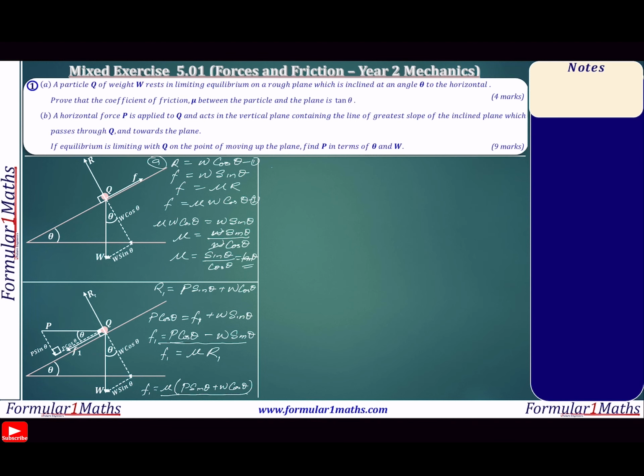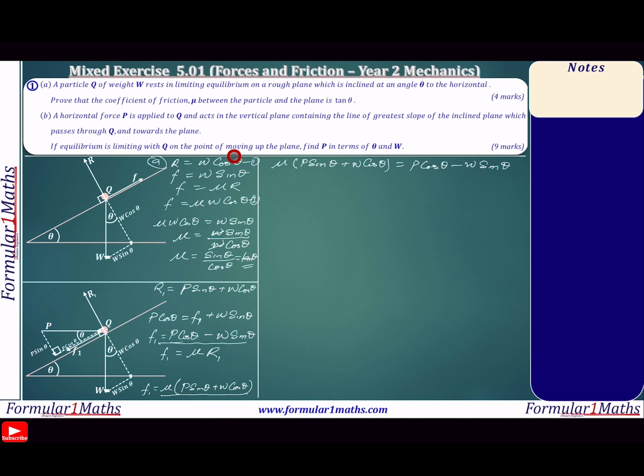So if I do that, I'm going to get mu brackets P sin theta plus W cos theta must be equal to P cos theta minus W sin theta. But mu is a property of the particle and the surface. It's the same surface and particle in part B of the question, so mu remains the same. We found mu to be tan theta, so we can replace mu with tan theta.